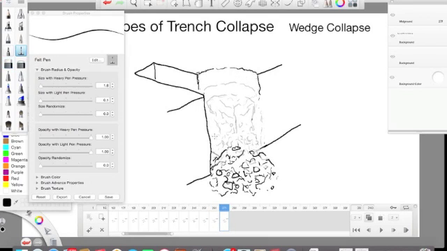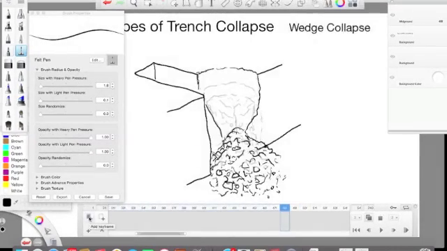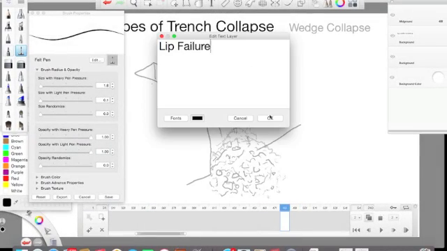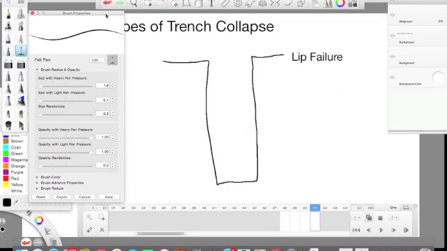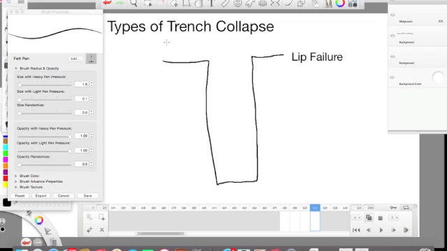The next two forms of the collapse that you're going to see are a lip failure and a toe failure. Okay, a little bit less common. Lip failure usually occurs when you have a nice, very cohesive soil, nice and stable.